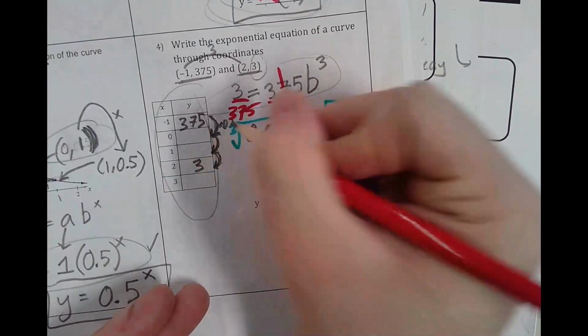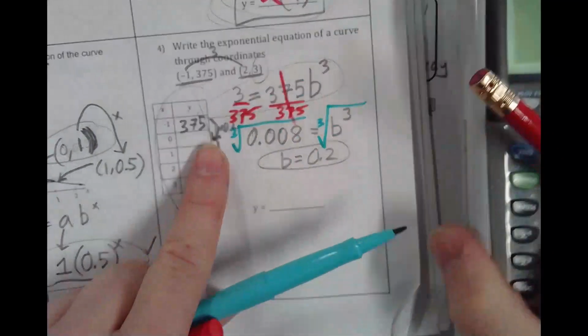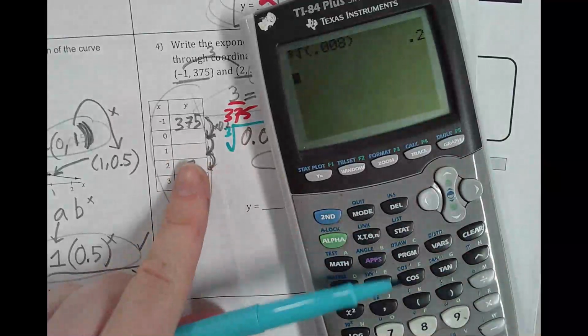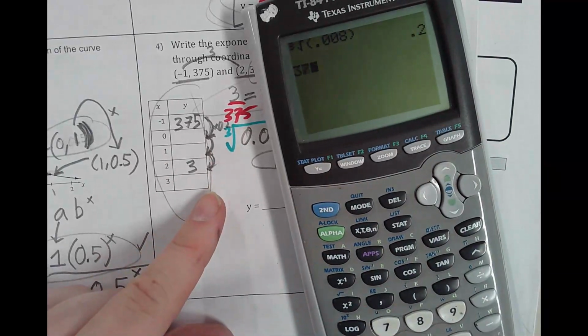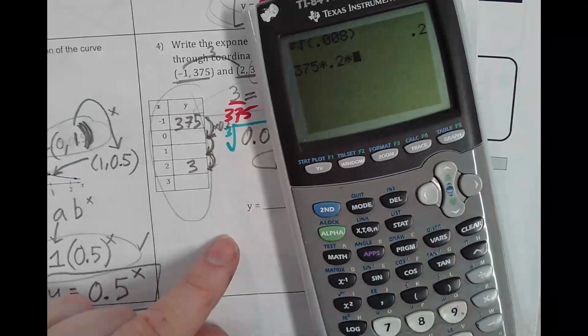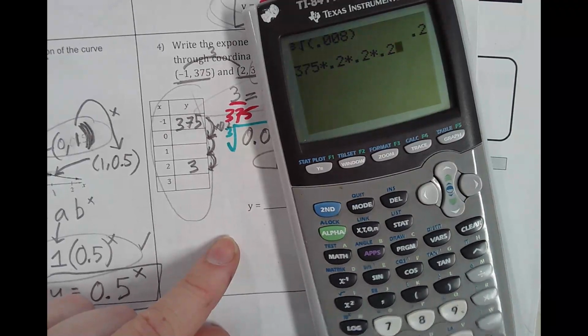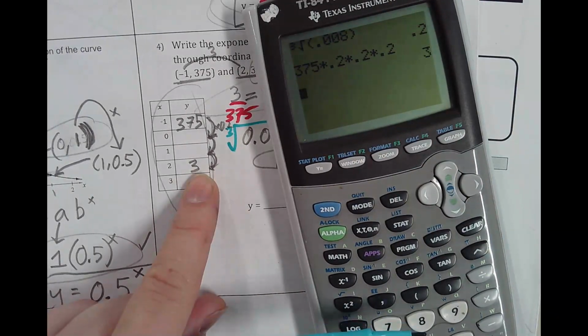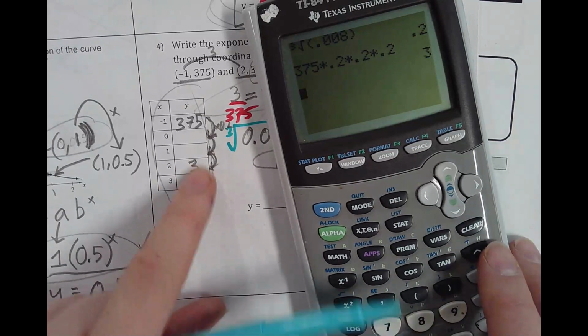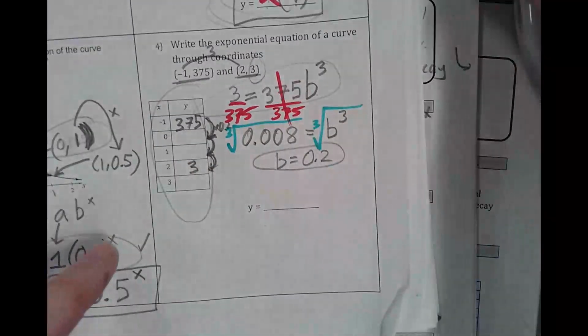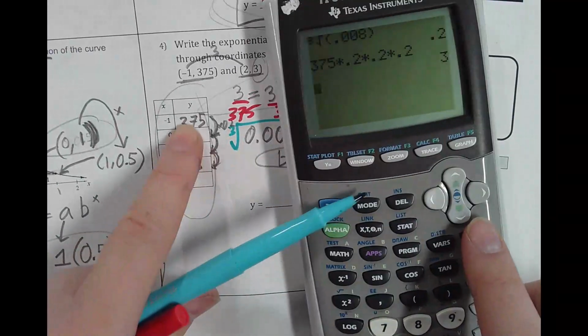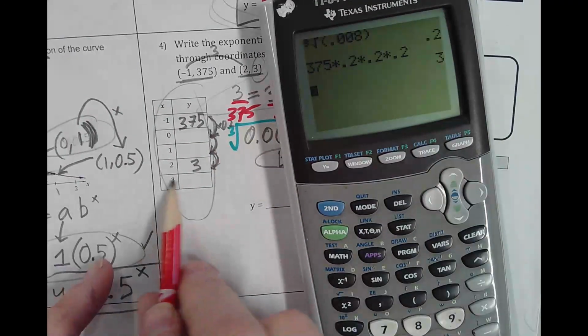That's huge. Could you have guessed and checked that? Yeah, you could have guessed and checked that. As a matter of fact, we can do that right now. 375 times 0.2 times 0.2 times 0.2 gives us our answer. 3 steps. But let's see what these numbers are. We need all these numbers in our table except for the 3. That one doesn't matter anymore.